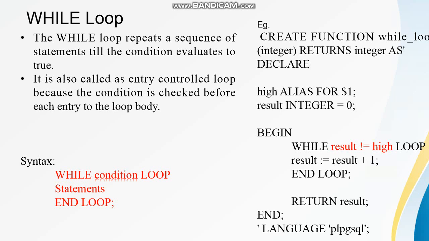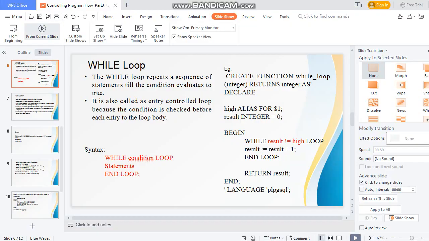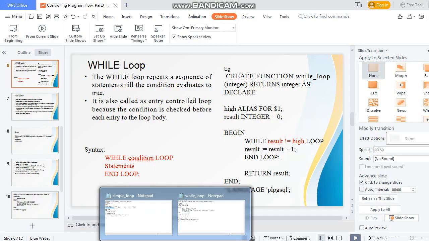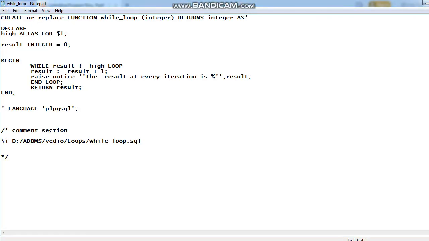So here what is happening? While 0 is not equal to any value which is passed by the user. Let's execute and see this particular program. We'll come to know what actually the meaning of the while loop is. I have already written the program. I'll just copy the path from here.